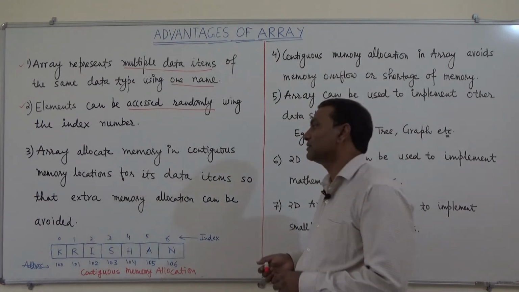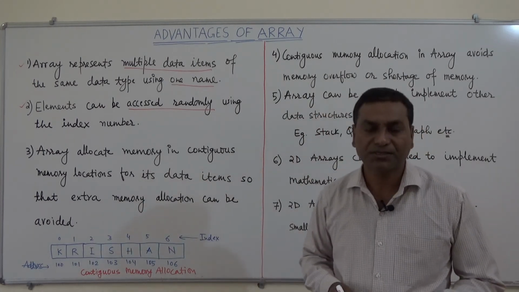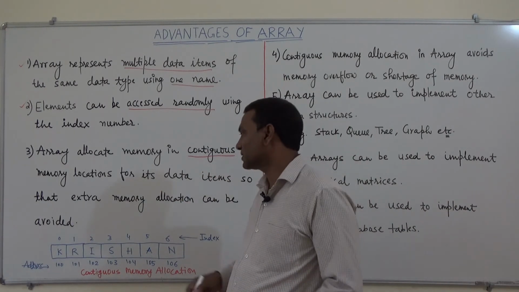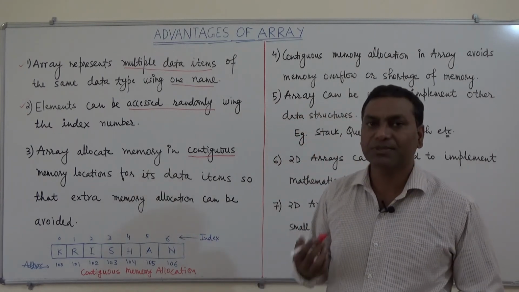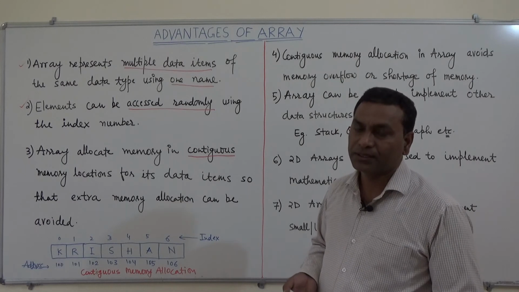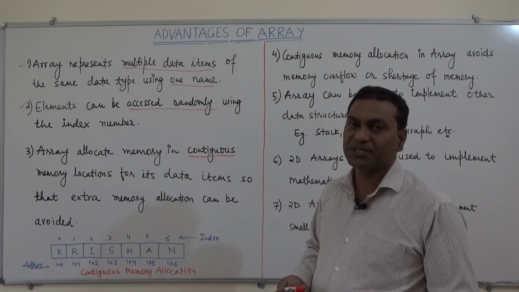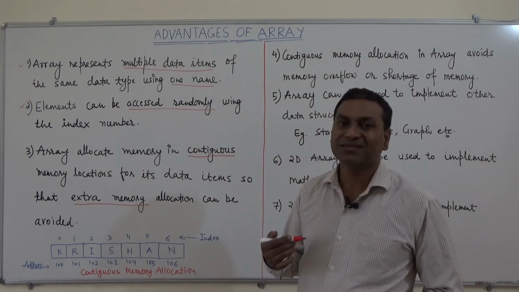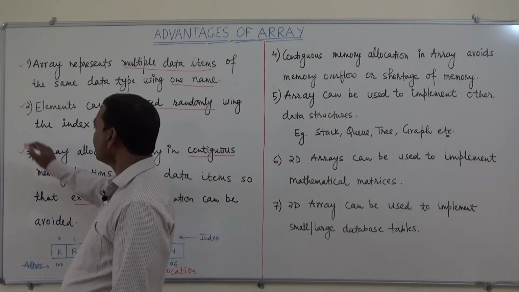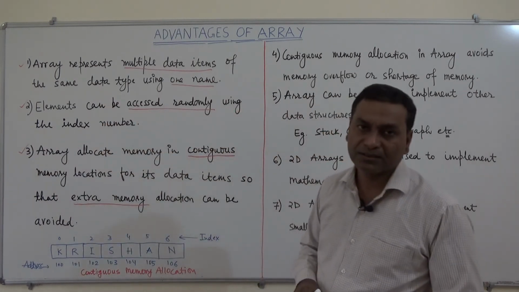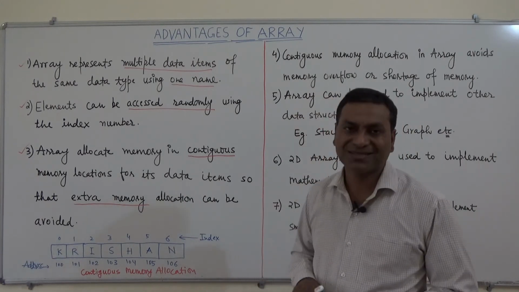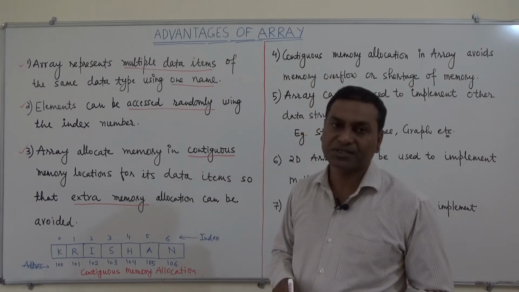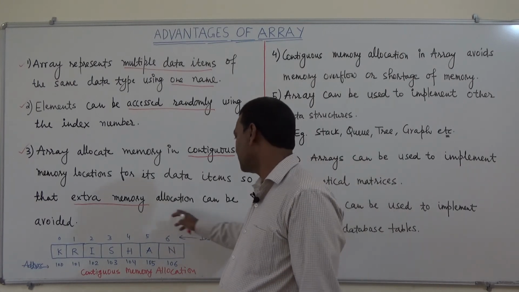Third benefit: an array allocates memory in contiguous memory locations, meaning adjacent locations for its data items, so that extra memory allocation can be avoided. So this is the third benefit of using the array. This contiguous memory allocation is also seen in the operating system, where it is used so that extra memory can be avoided.